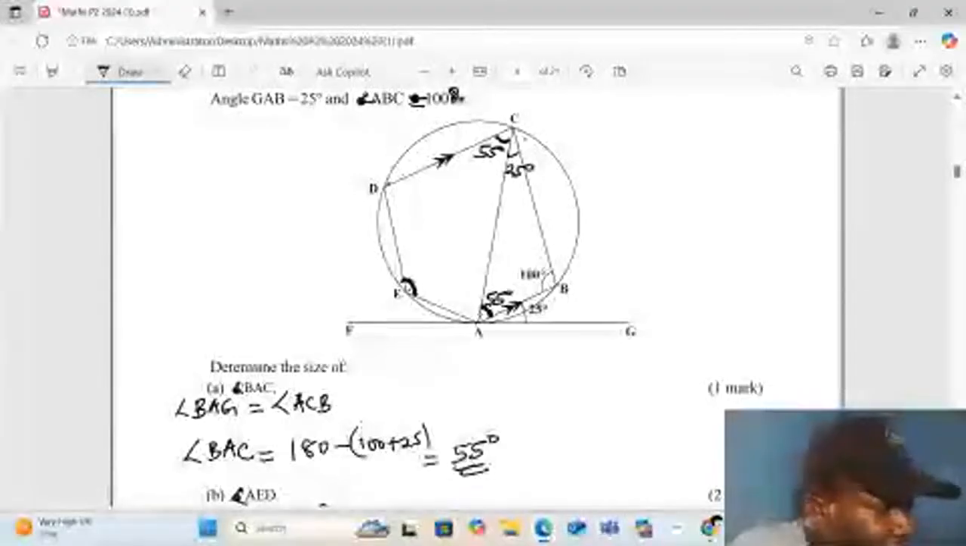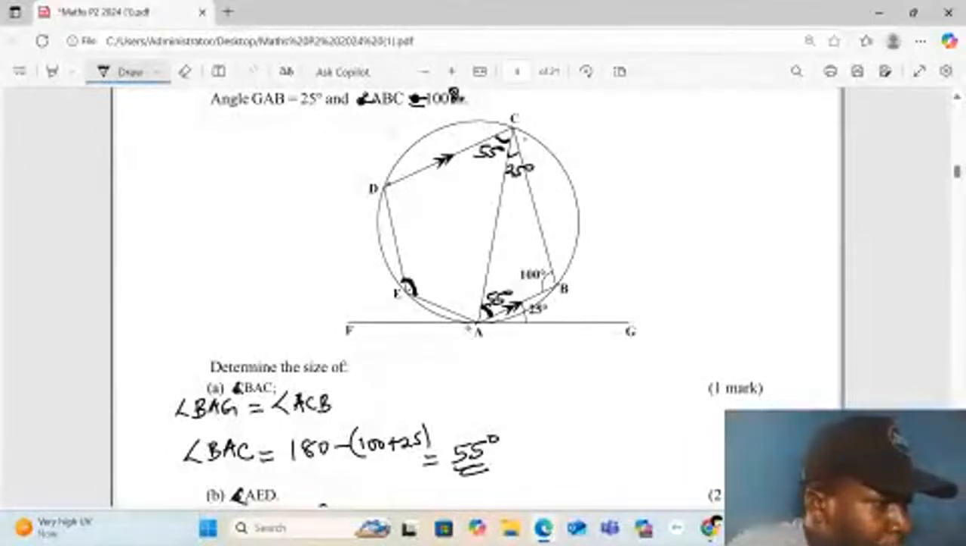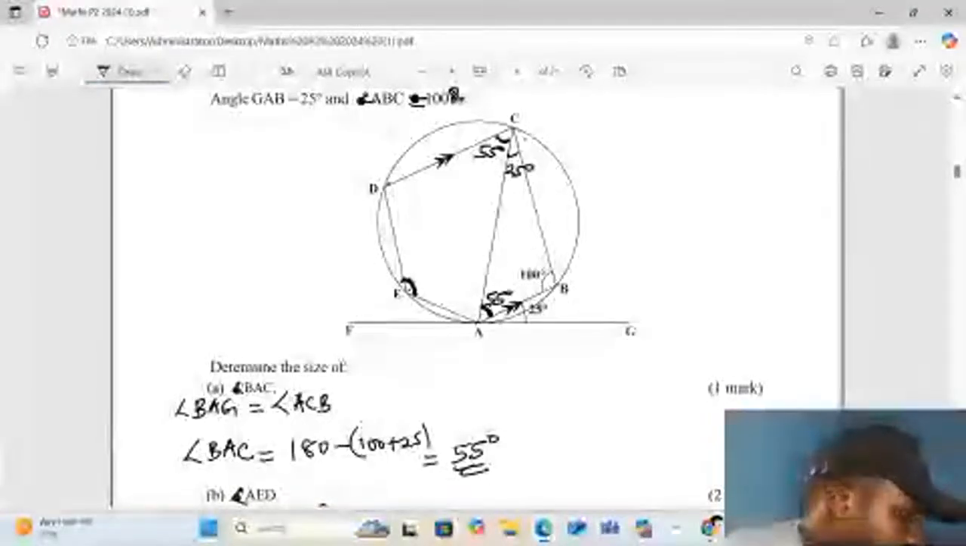Why? Because it is alternating to this angle BAC, which is 55. They are alternating because of two parallel lines, line DC and line AB. They are parallel, and this one is cutting across. Therefore, this one, 55, alternates with that.